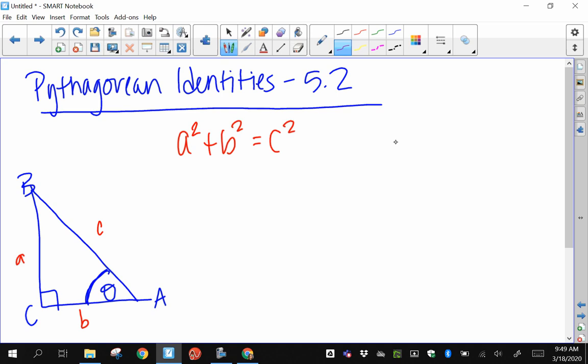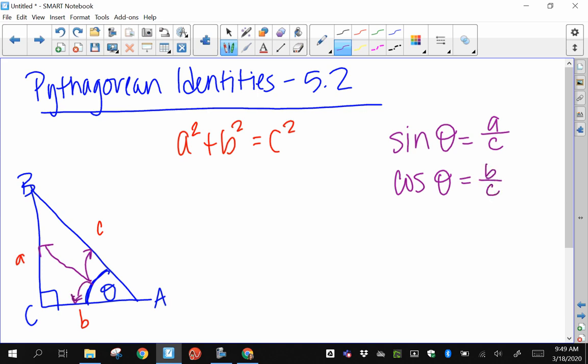So if I asked you to find the sine of theta or angle A, you would do opposite over the hypotenuse, and that would be a over c. If I asked you to find the cosine of theta or angle A, you would do the adjacent leg over the hypotenuse, so that ends up being b over c.